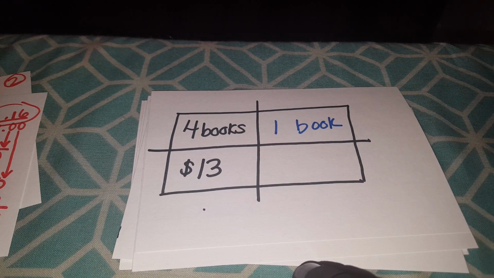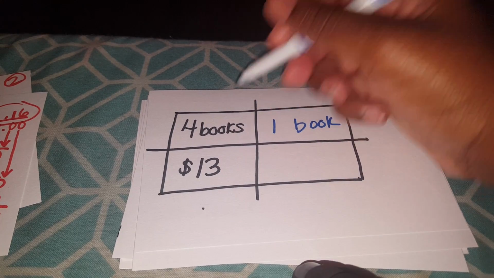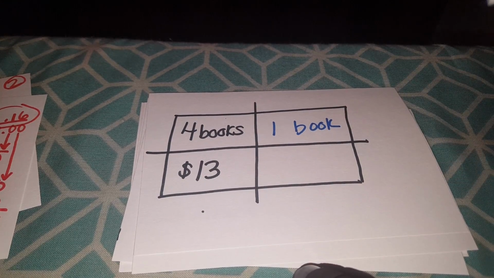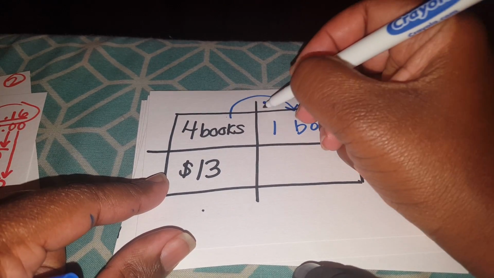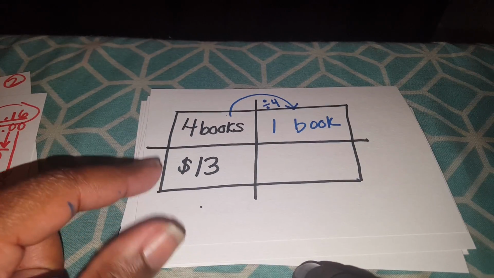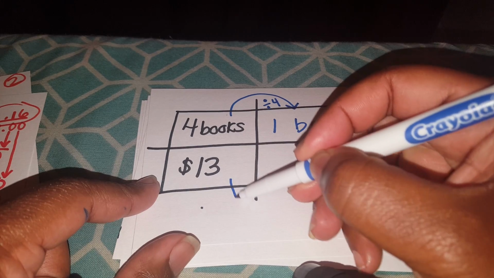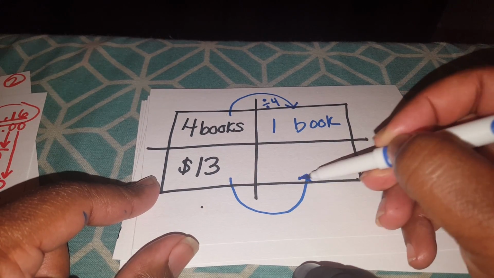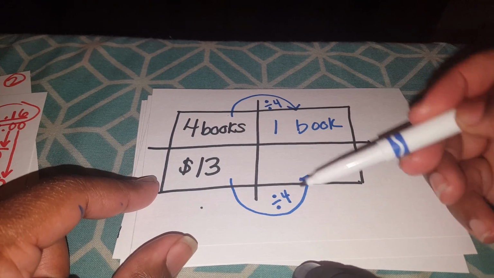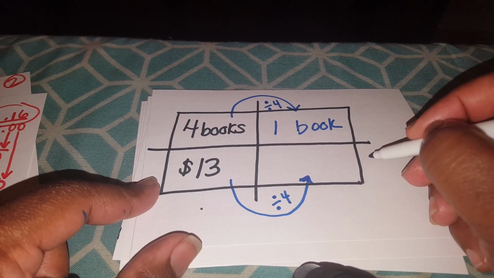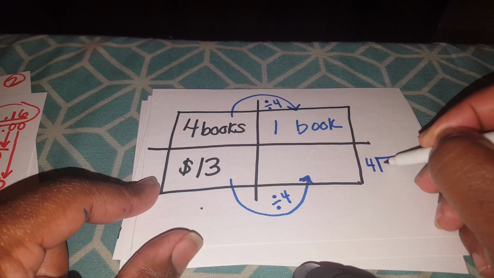All right, so now I'm looking at the 2 things that I have. I got 4 books and I'm going down to 1 book. What can I do to 4 to get to 1? Let's divide by 4. And whatever I do to the top, do the same thing to the bottom. Now I need to know what 13 divided by 4 is. So let's go and just set that up.